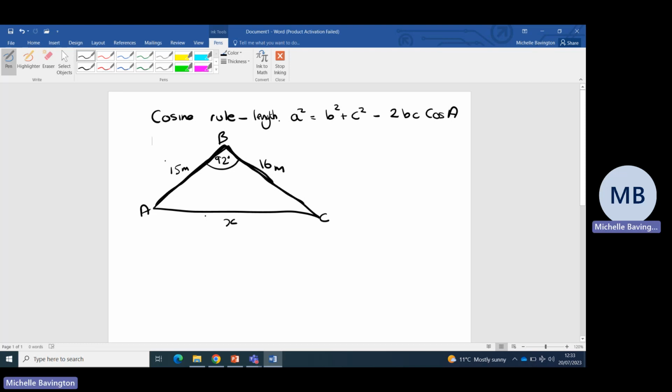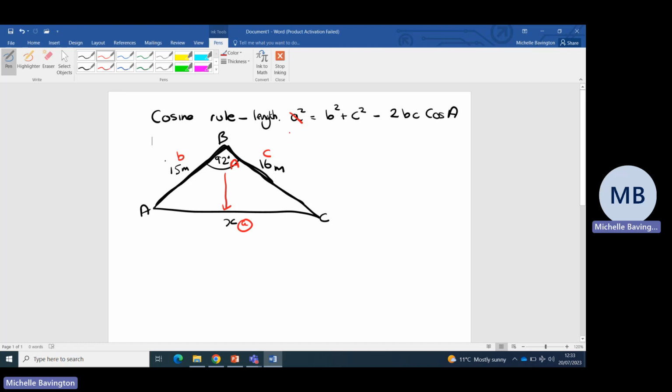So I've got everything I need. I still need to label. What I'm finding is little a, so that's going to be big A. And these two can be C or B. It doesn't matter. I'm going to put B and C, but it could be C and B. It doesn't matter at all. Then quite simply, we put it into our formula.